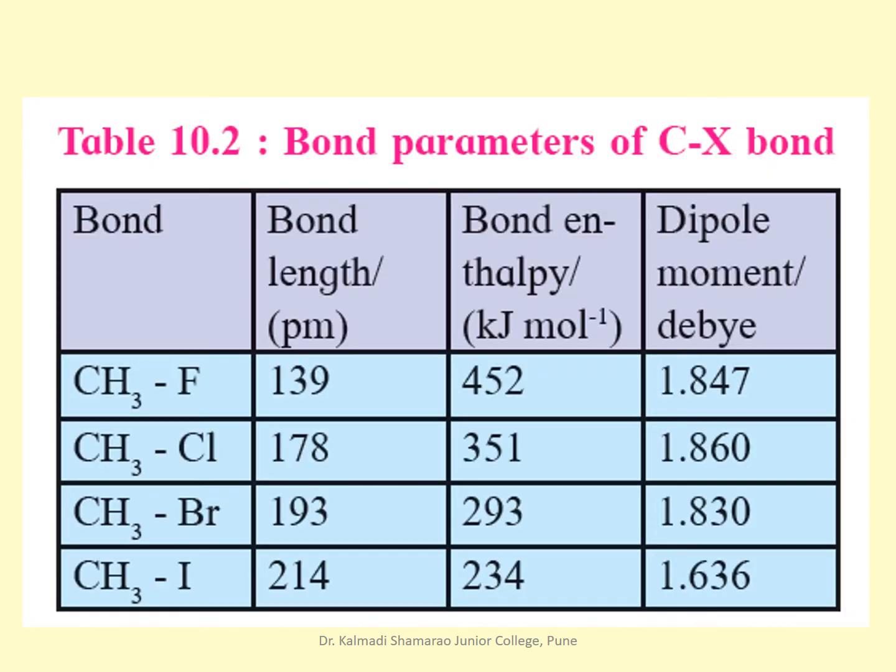The table shows bond parameters of carbon-halogen bond. Bond enthalpy is the bond dissociation energy per mole. So, 452 kilojoule of energy is required to break C-F bond in 1 mole of methyl fluoride. You can observe here that as bond length increases, the energy required to break the bonds decreases.